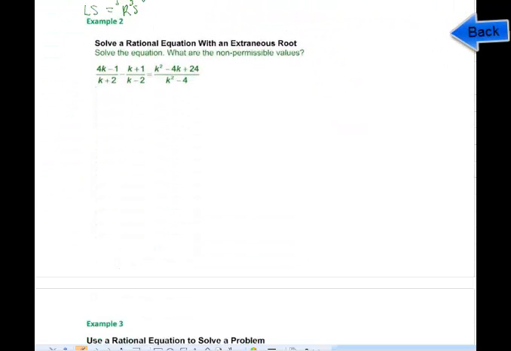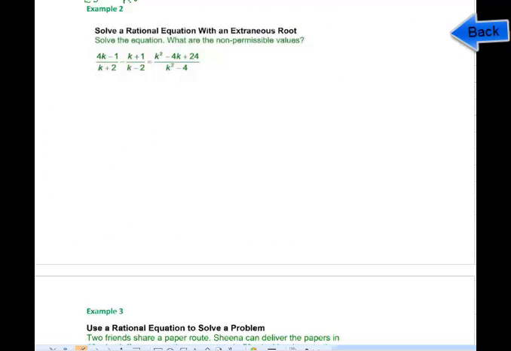All right, so now we're going to take a look at an example where we have an extraneous root. Remember that an extraneous root is a solution, or a root, that you get on the last step that doesn't work in the original equation. So we're going to start by factoring our denominators.